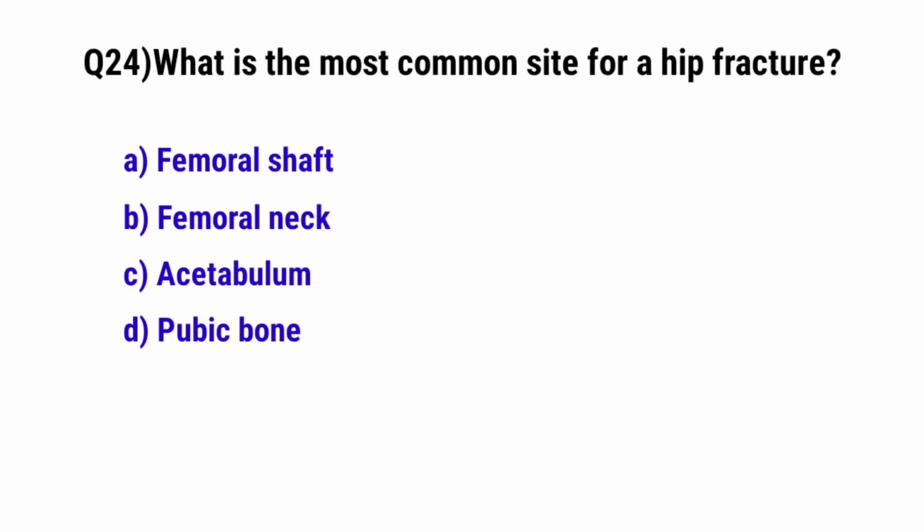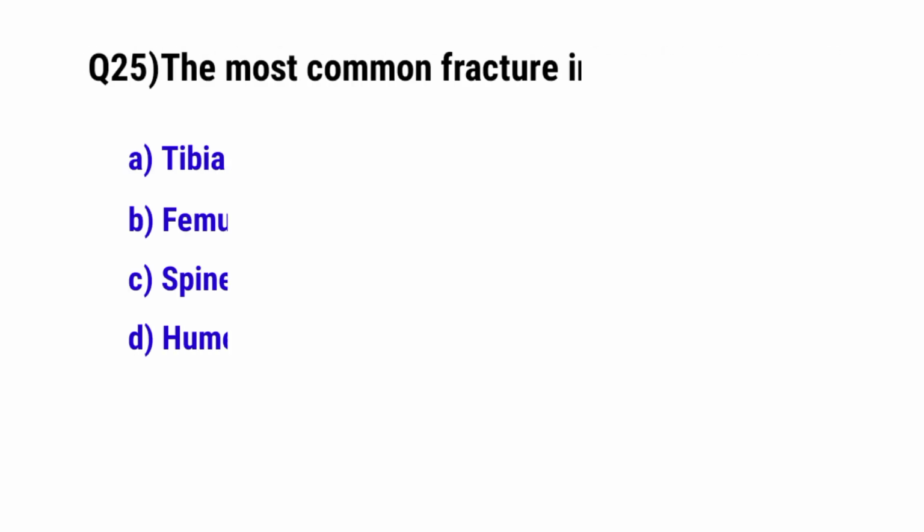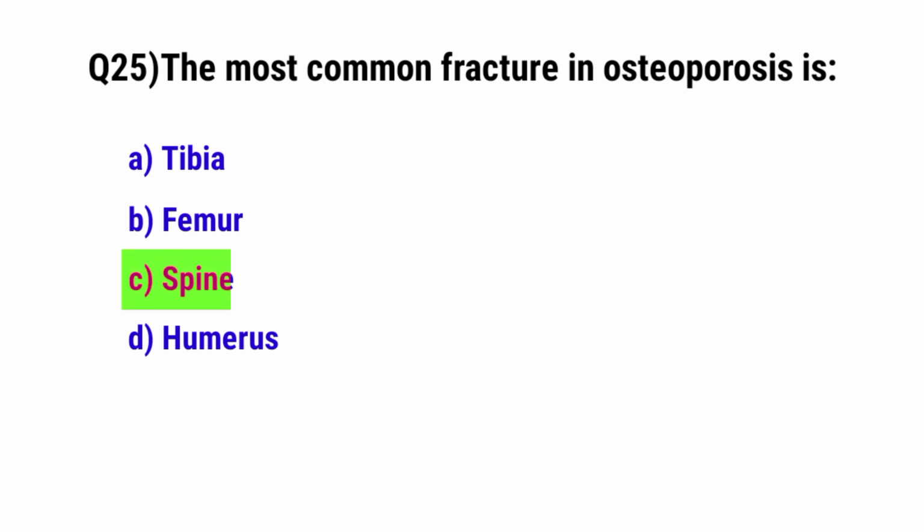Question number 24. What is the most common site for a hip fracture? The correct option is B. Femoral neck. Question number 25. The most common fracture in osteoporosis is? The correct option is C. Spine.